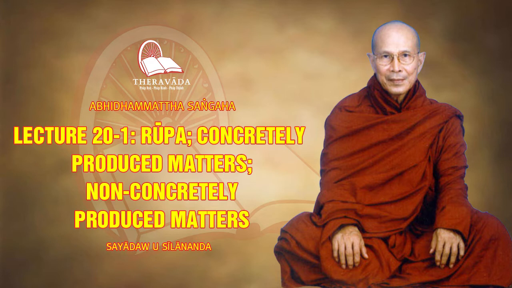five sense door adverting and two receiving consciousnesses. So there are two things here, mind element and mind consciousness element. Five sense door adverting and two receiving consciousnesses, they are called mind element. And what are the others called? Seeing consciousness element, hearing, smelling, tasting and touching consciousness element.